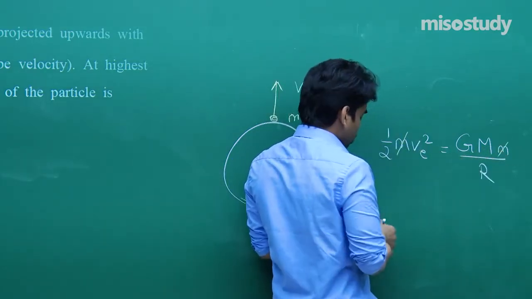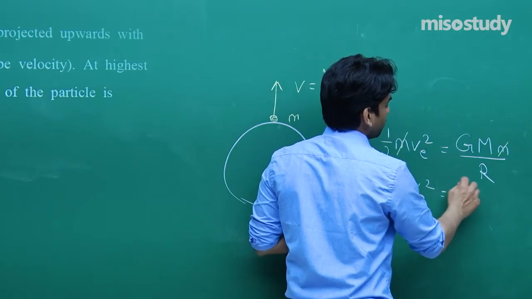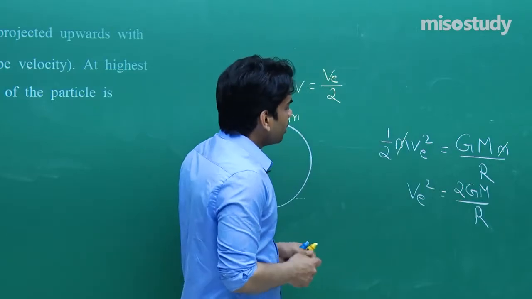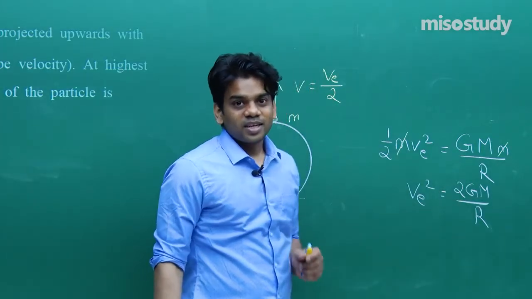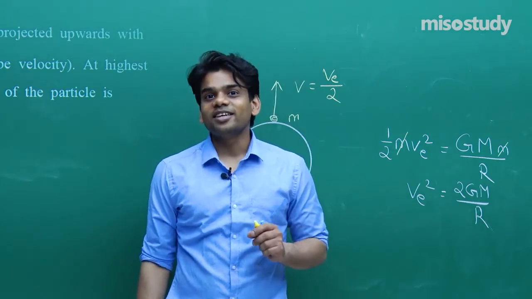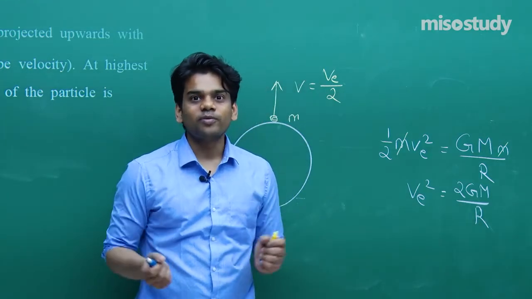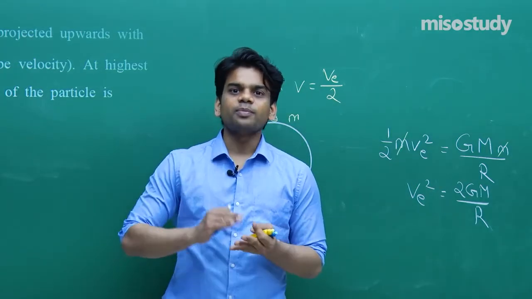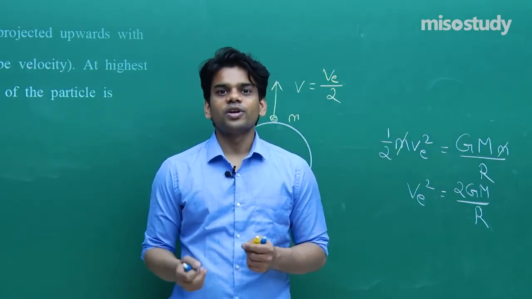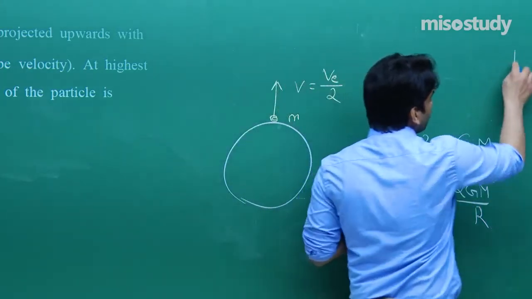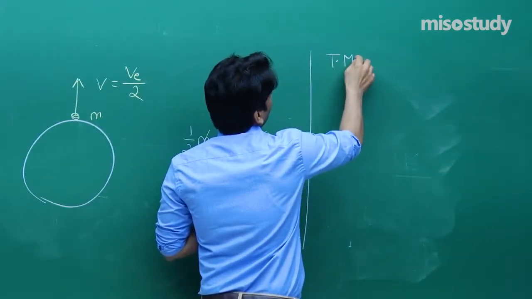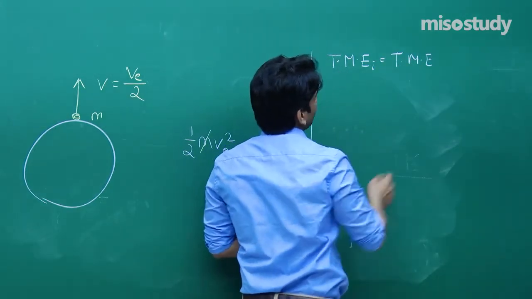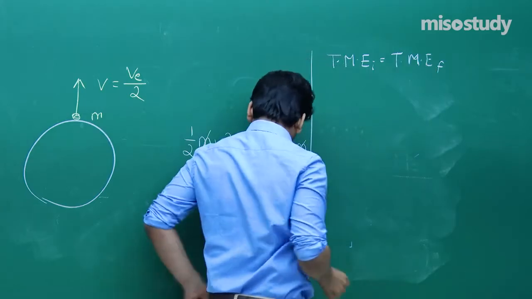M and m will be cancelled out. We all know that v_e whole square will be equal to 2GM by R, and I have also discussed the same formula in the class. So for v_e, we have got this relation. We have to find out the potential energy at the highest point. At the highest point, when it reaches, the kinetic energy will be 0. Again, no external agent is doing any work on this Earth and particle system, so the total mechanical energy of the system will remain conserved. Let me write down: total mechanical energy remains conserved. So total mechanical energy initial is equal to total mechanical energy final at the topmost point.